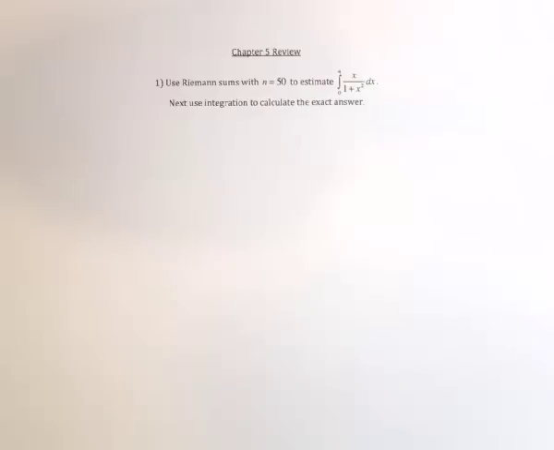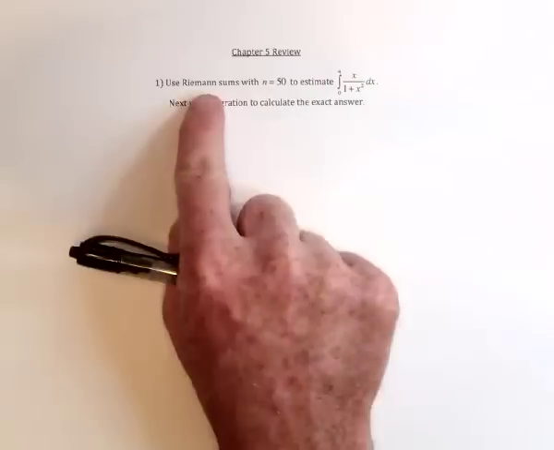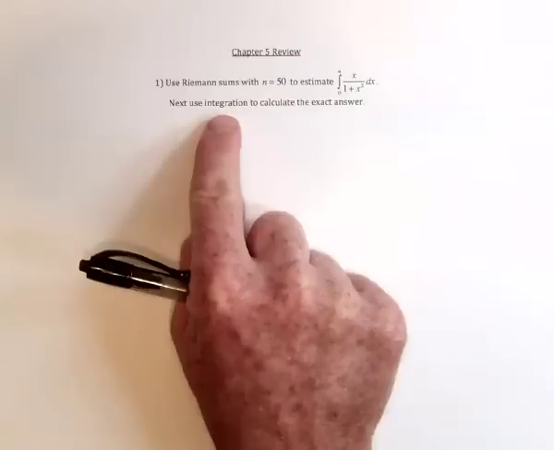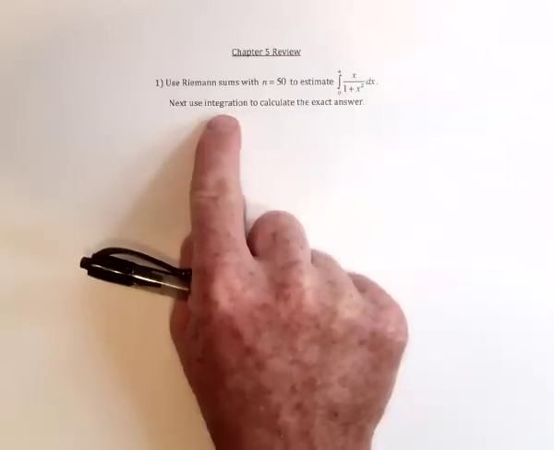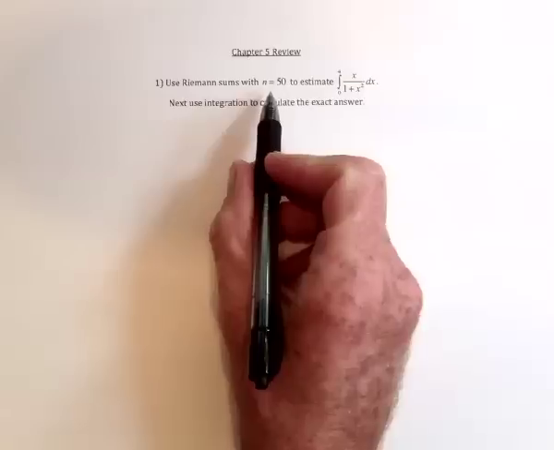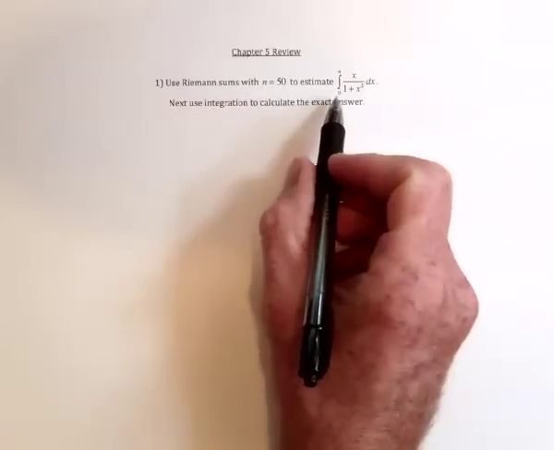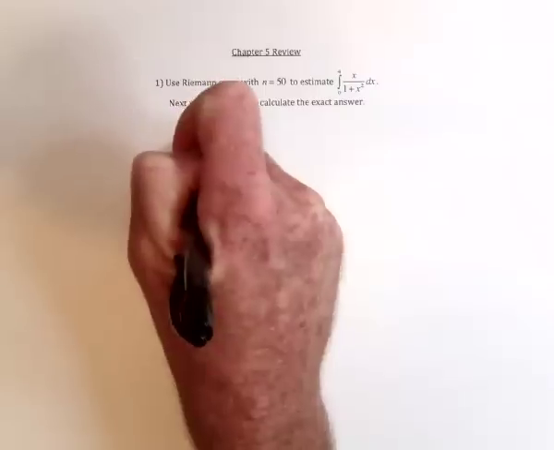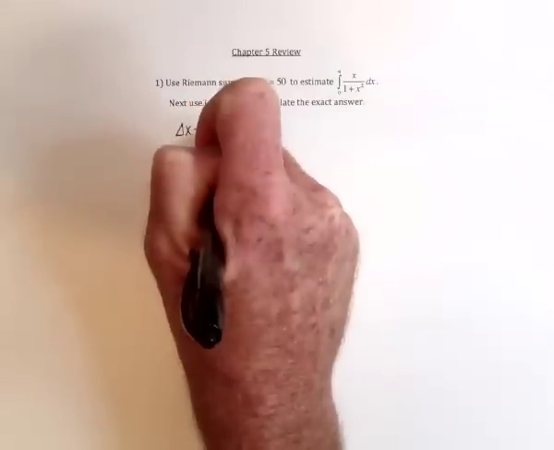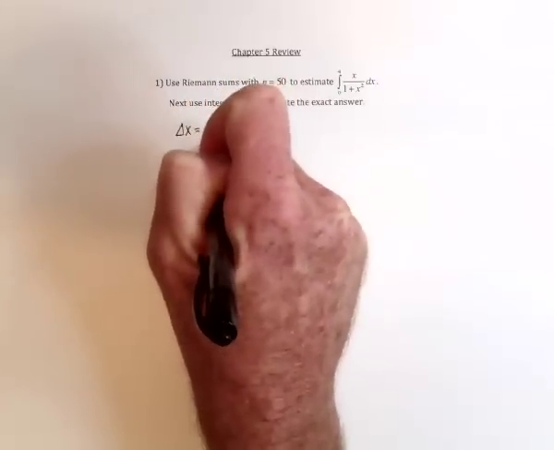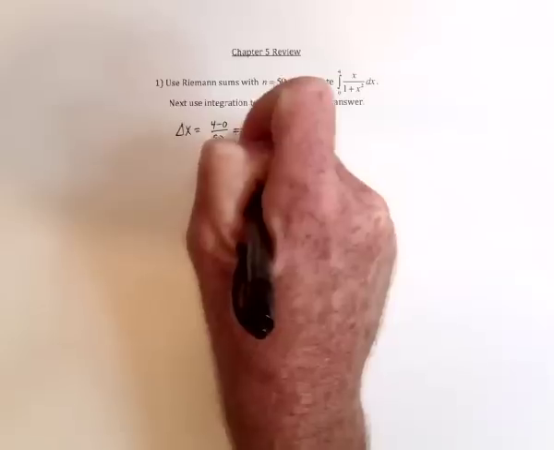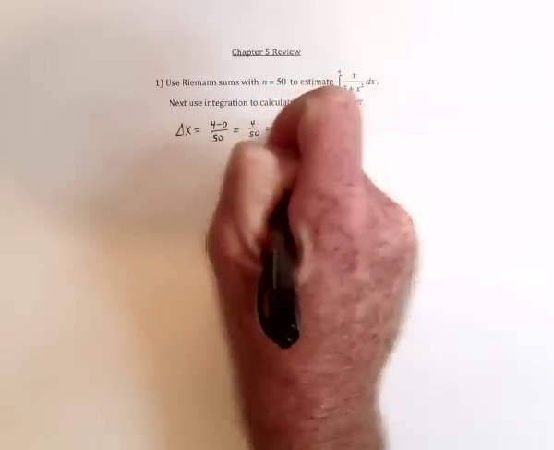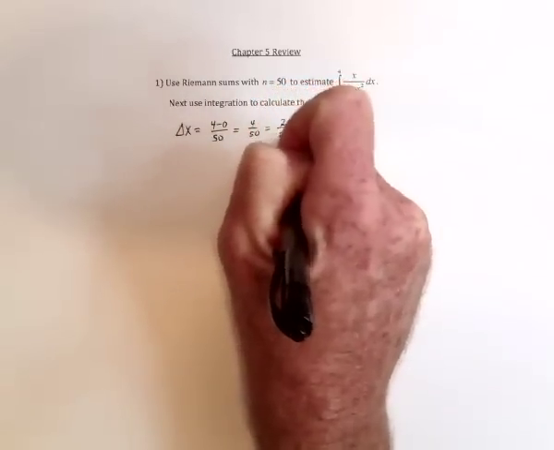So with this one problem, it begins with Riemann sums, which we did at the beginning, and then integration, which we did at the end of the chapter. So divide the interval from 0 to 4 into 50 pieces. So you'd have the size of each one, delta x, is going to be 4 minus 0 over 50. So 4 50ths, or 2 25ths.